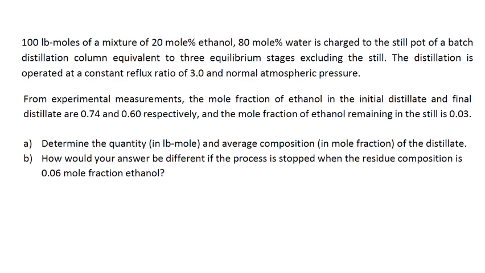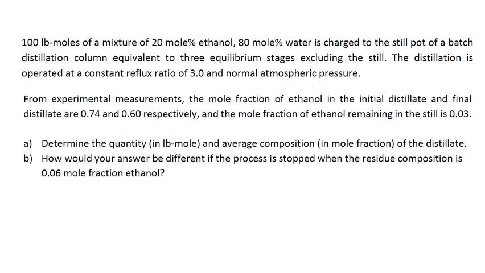Okay, hi all. So this is the solution guide to this question. 100 pound moles of a mixture of 20 mole percent ethanol, 80 mole percent water is charged to the still pot of a batch distillation column, equivalent to 3 equilibrium stages, excluding the still. So in total, there are 4 equilibrium stages, including the still. The distillation is operated at a constant reflux ratio of 3 and normal atmospheric pressure.